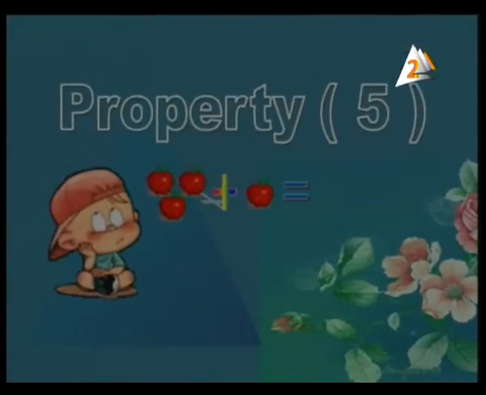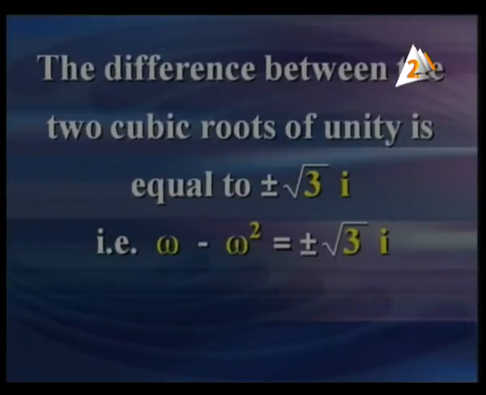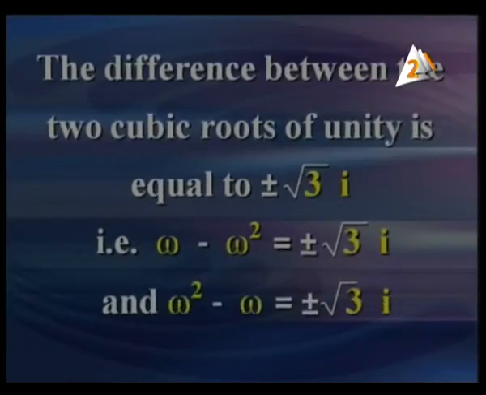Look at property number 5. The difference between the two cubic roots of unity is equal to positive or negative root 3i. Very important property. Omega minus omega square equals positive or negative root 3i, or omega square minus omega equals positive or negative root 3i. Remember, the difference between the two cubic roots of unity equals positive or negative root 3i.